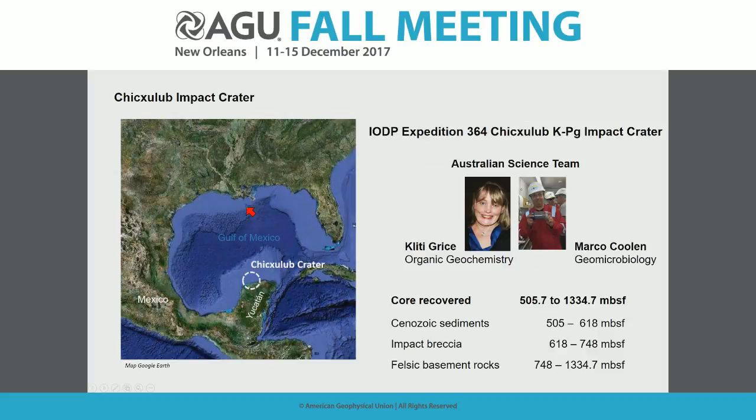So the Chicxulub impact crater was drilled in 2016 as part of the 364 expedition. Michael Coolen was the Australian science team member on that cruise, and they drilled very well the Chicxulub crater off the Yucatan Peninsula for geomicrobiology and organic geochemistry.